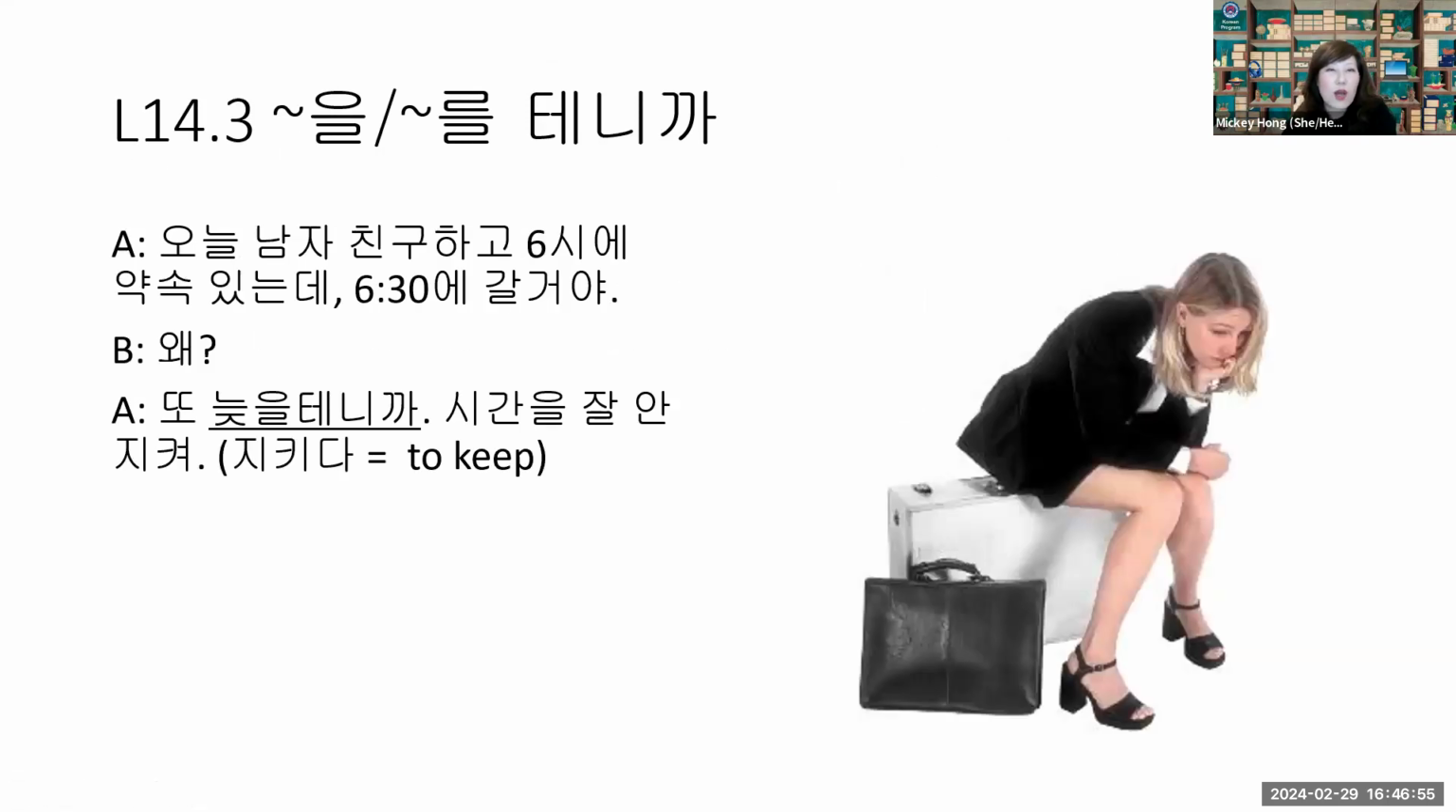A says, 오늘 남자친구하고 6시에 약속이 있는데 6시 30분에 갈 거야. 왜? Okay, so A has an appointment with her boyfriend at 6, but she's gonna get there at 6:30. B asks why. 또 늦을 테니까, because he will be, that's the reason why I am doing this. Okay, because he's gonna be late again, probably. 시간을 잘 안 지켜. He doesn't keep time well. Okay, not only for telling the other person what they should do, but why I'm doing what I'm doing.